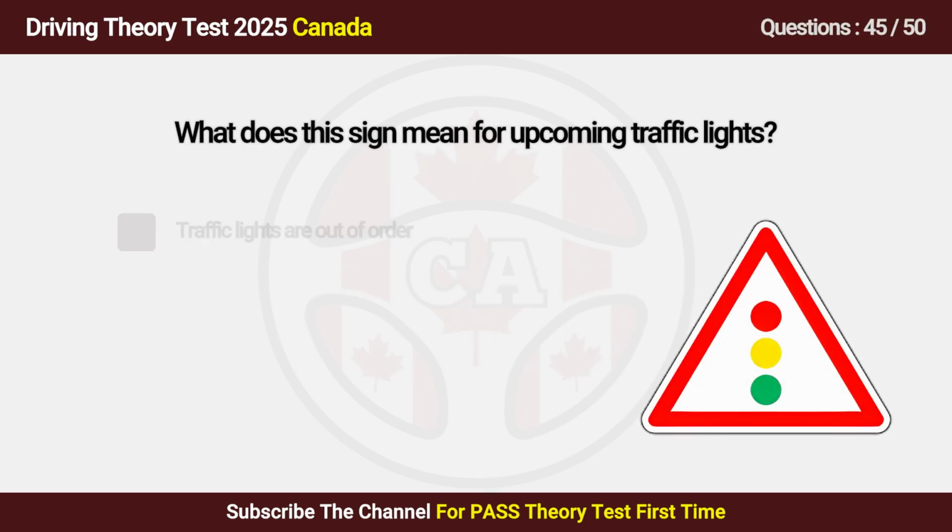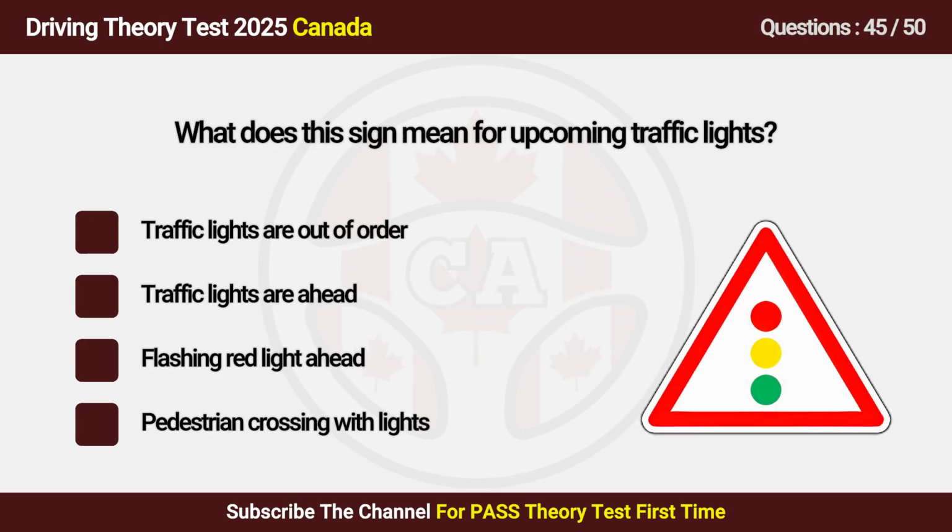Question 45. What does this sign mean for upcoming traffic lights? A. Traffic lights are out of order. B. Traffic lights are ahead. C. Flashing red light ahead. D. Pedestrian crossing with lights.